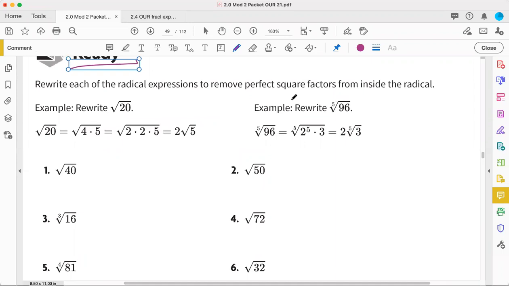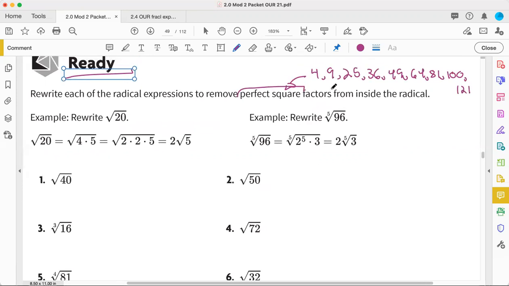Oh man. To remove perfect square factors such as 4 and 9, 25 and 36 and 49 and 64. Occasionally you'll see 81, maybe even 100, maybe even 121. Those are all perfect square factors. You may want to write them down in case they come up again. Maybe pause the video right now, write them down.